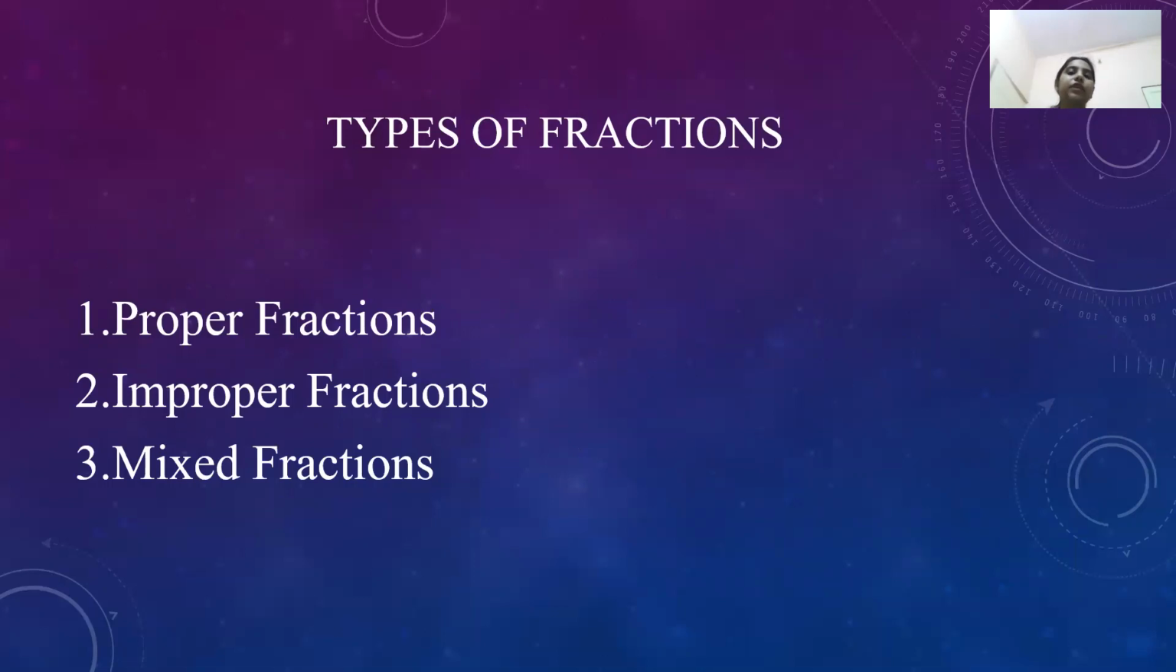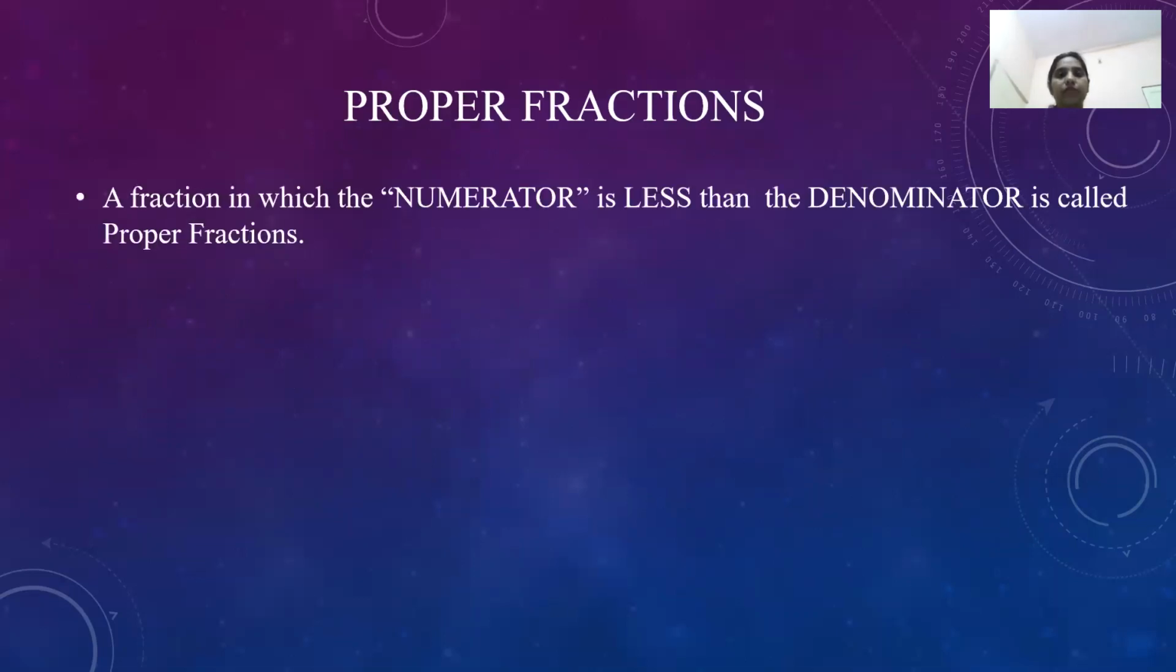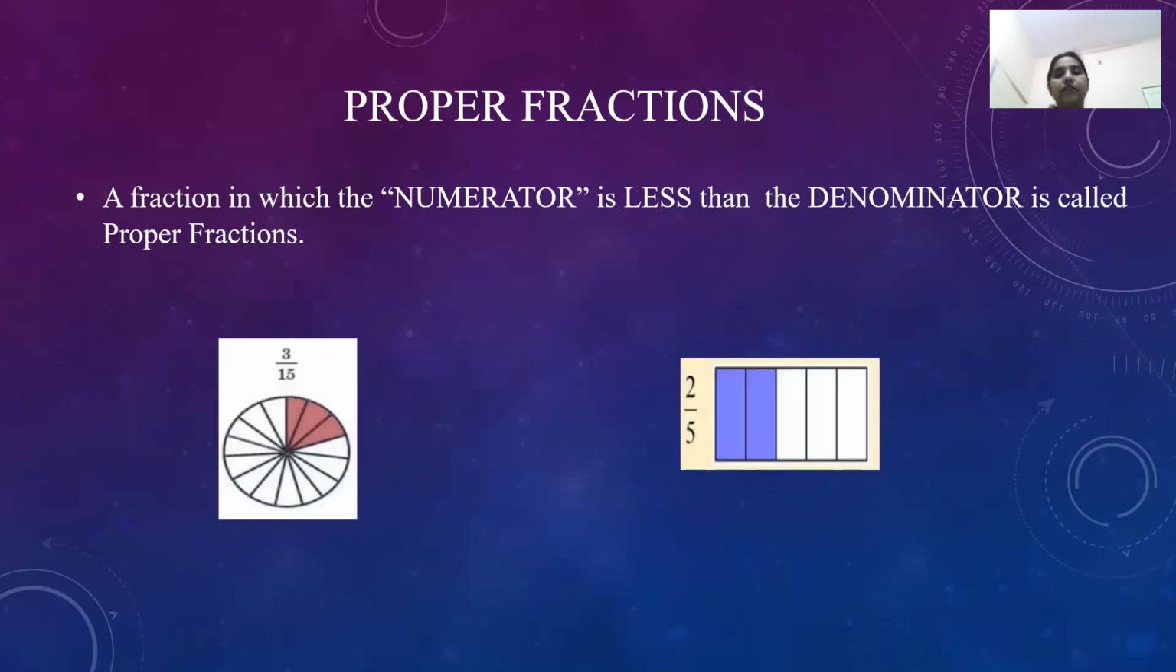Another type of classification of fractions is on the basis of whether the numerator is greater than the denominator or the denominator is greater than the numerator. So this type of fractional distribution is of 3 types: proper fractions, improper fractions, and mixed fractions. Proper fractions are those fractions in which the numerator is always less than the denominator. Like this is the example.